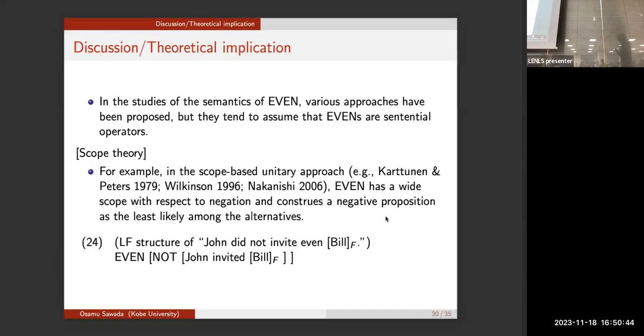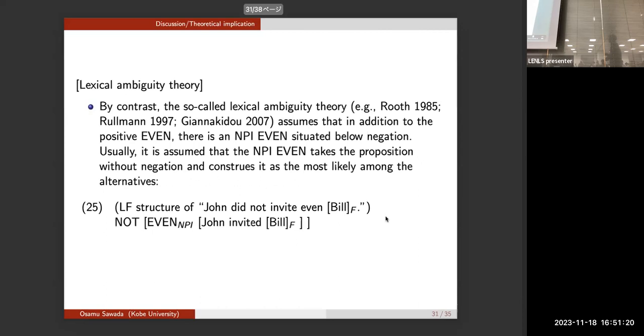So, implication. In the literature, there are many theories for even, and in this room, there are some people who have their own ideas on even, on the semantics of even, but it seems that they all tend to posit that even is a sentential operator. So for example, in the scope theory, even has a wide scope with respect to negation, and it sits at the top level. And in the lexical ambiguity theory, it is under the negation, but still it's above the propositional level.